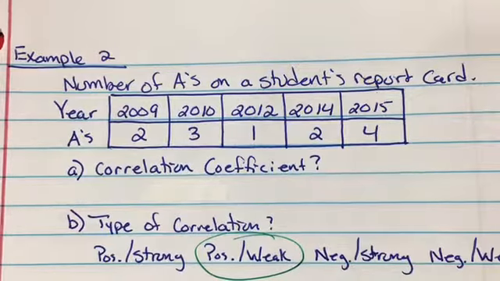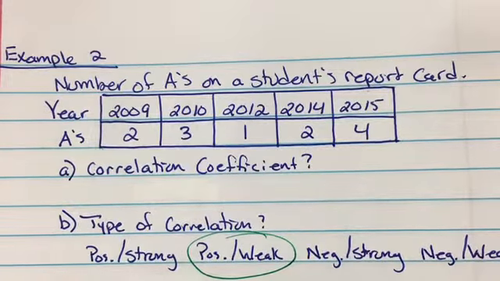All right, example 2, we're talking about the number of A's that a student would get on their report card over the past course of time, several years. There's one catch with this about when you enter your data. You do not want to enter the actual year. You want to replace your years with individual numbers, meaning always start at 0.